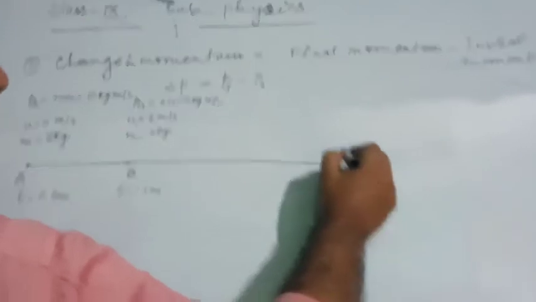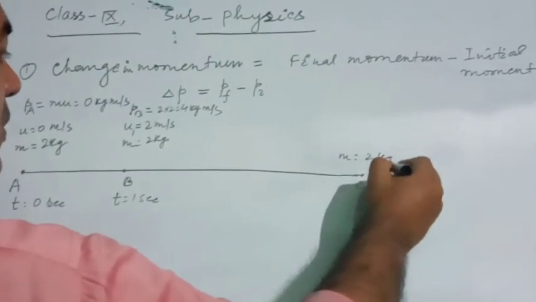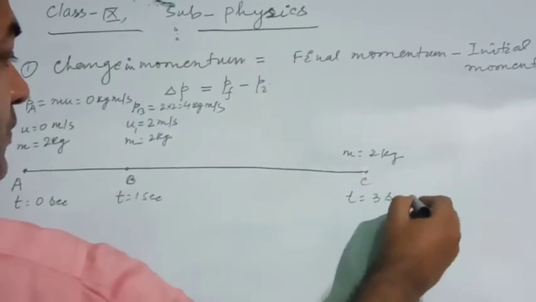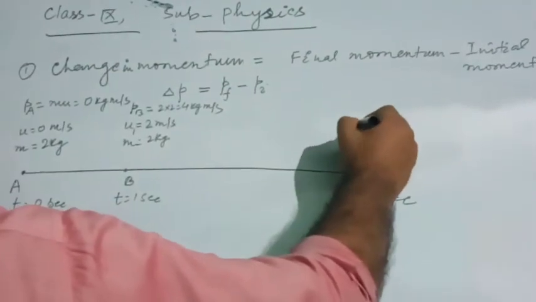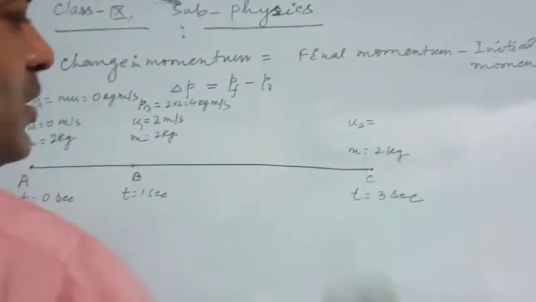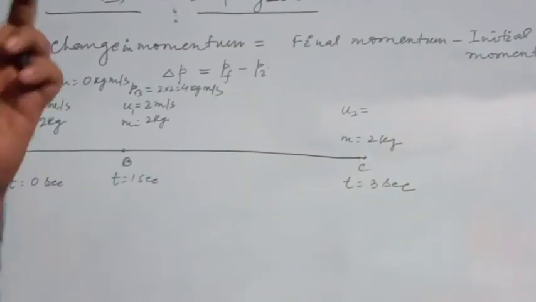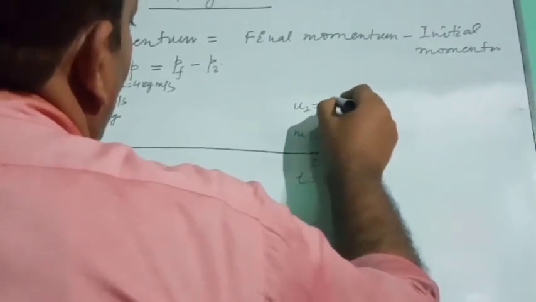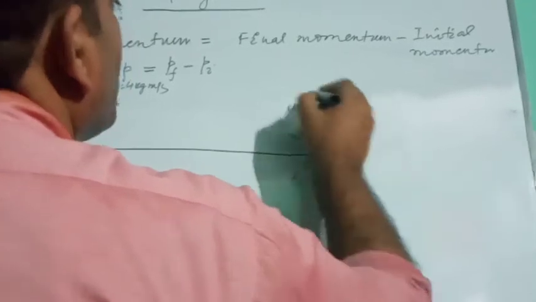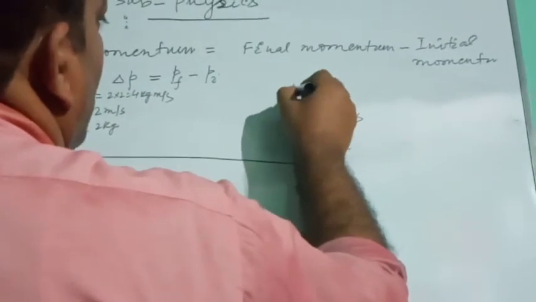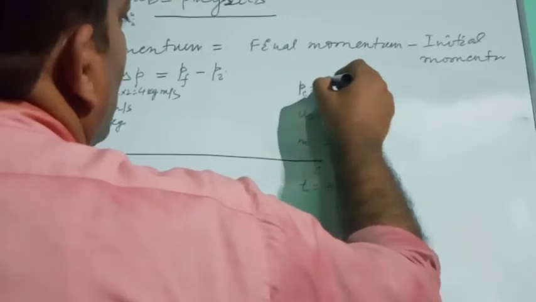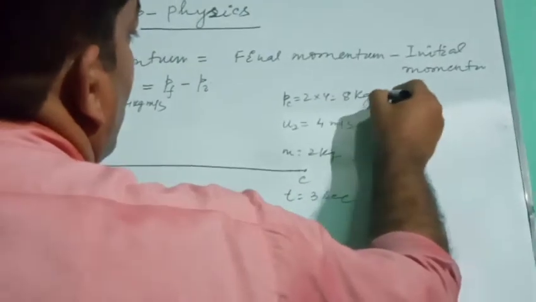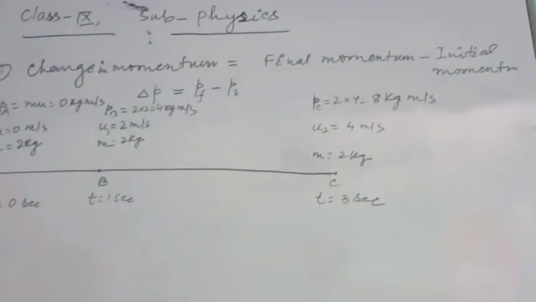At point C, mass remains constant at 2 kg, time 3 seconds, velocity after 3 seconds. You can take 4 meters per second. At that point, the momentum is mass into velocity, 2 into 4, 8 kg meter per second.